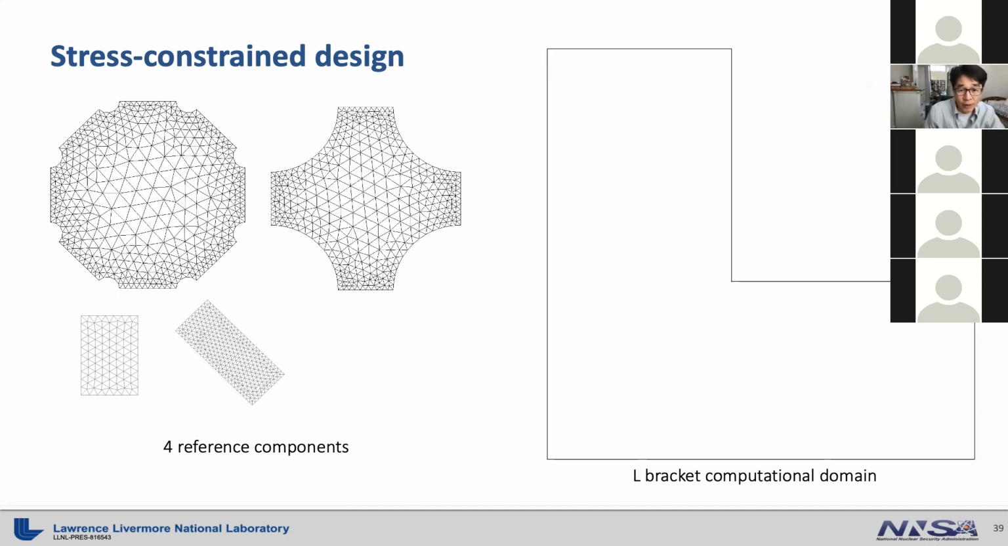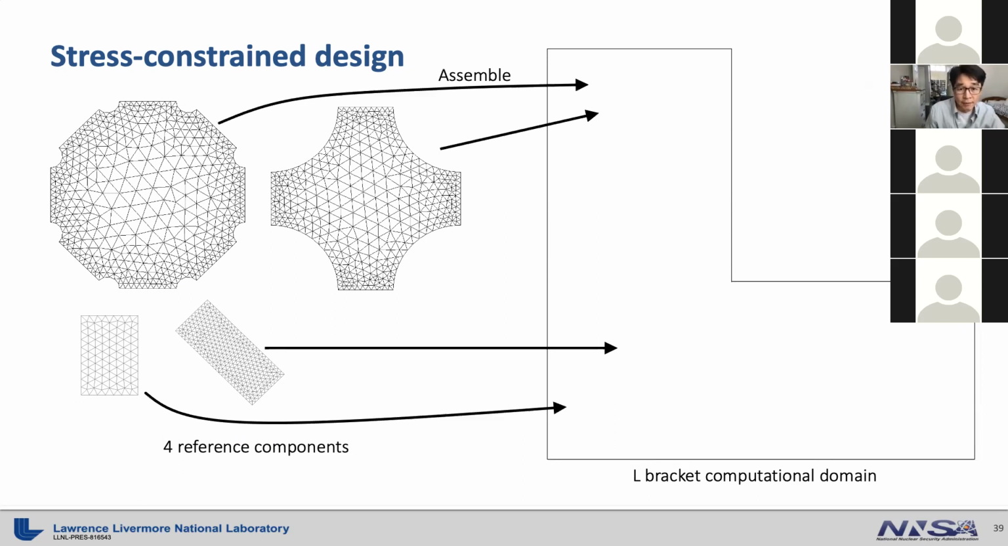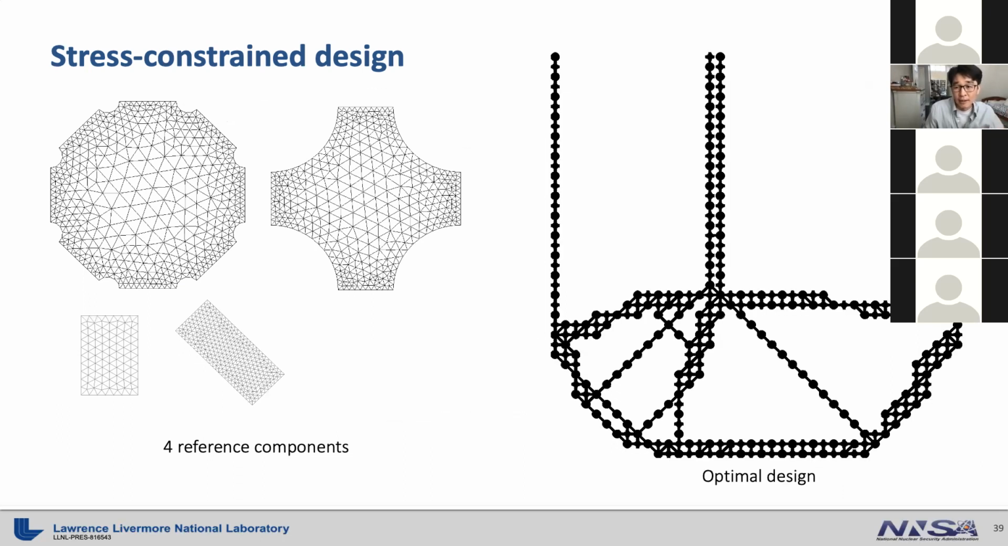Then we defined a computational domain as a demonstration. We used an L bracket, which is a typical benchmark problem for stress constraints. Then you assemble and fill the computational domain with 4 component ROMs, and then delete unnecessary components to find the optimal L bracket lattice structure.